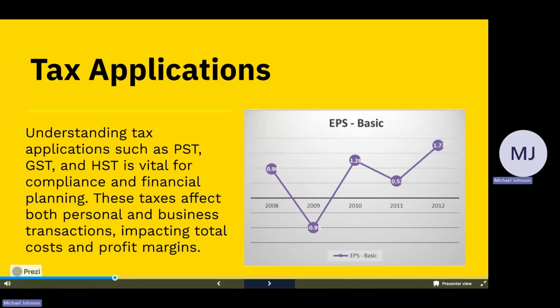Understanding tax applications such as PST, GST, and HST is vital for compliance and financial planning. These taxes affect both personal and business transactions, impacting total costs and profit margins.